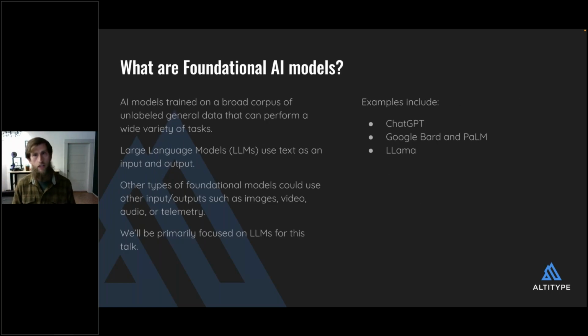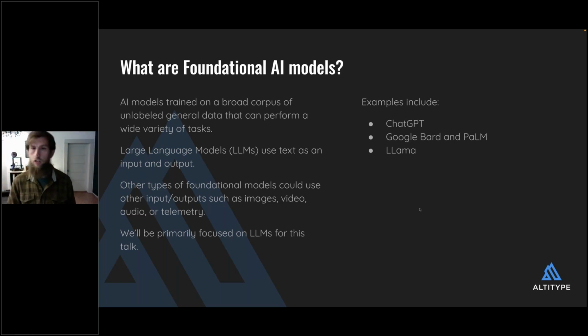So foundational AI models are AI models that are trained on a wide variety of information. It's generally unlabeled and it's generally very general data. And what makes them foundational is that they can perform a wide variety of tasks. Traditionally speaking, when many people think of AI, they think of things like facial recognition, where they're really one-trick ponies. But what's really special about these foundational models is that they're able to do many, many things. And the way they're able to do that is by being trained on a very wide variety of data.